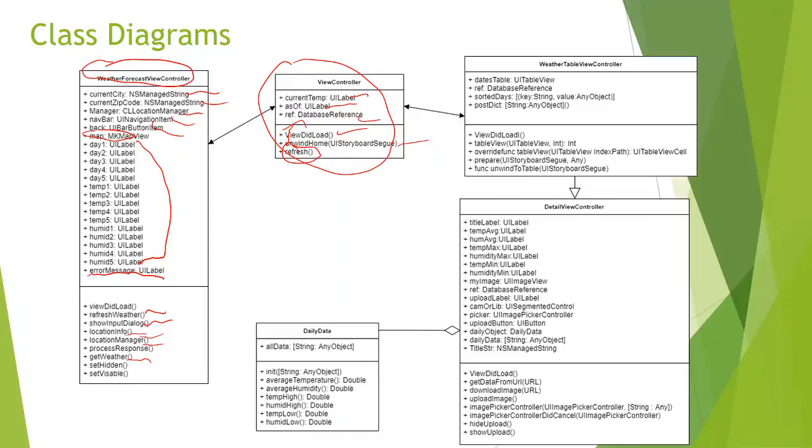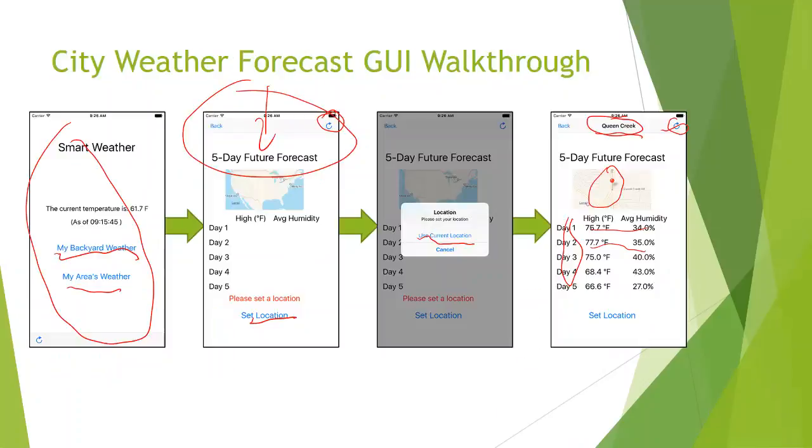And that's what then updates all of these labels. Set hidden and set visible are just for the labels. So I have all these placeholders for these guys right here. For all these percentages and everything, I just decided to hide them if they hadn't had a location selected yet. And then once they get a location selected, it shows.